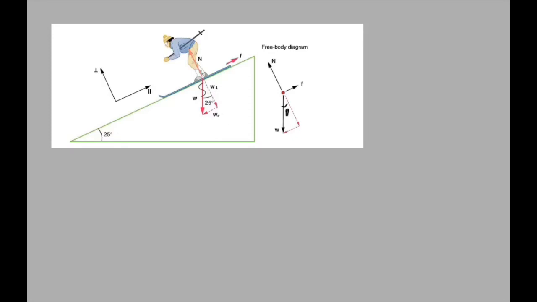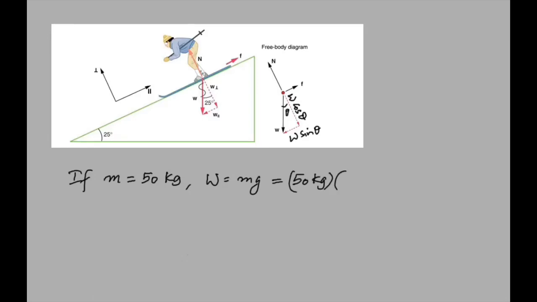So that is why the weight is resolved into its components. And from this triangle here, we will get this component to be W sine theta, and this component is going to be W cosine theta. So that is sine theta, and this is going to be cosine theta. If the mass of the person is 50 kilograms, then we know that the weight is 50 times 9.8, which gives 490 newtons. So that's the weight of the person.